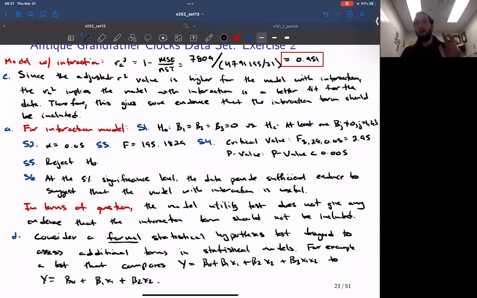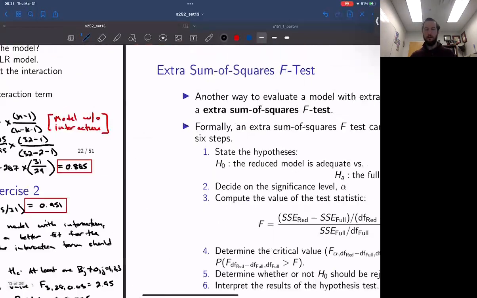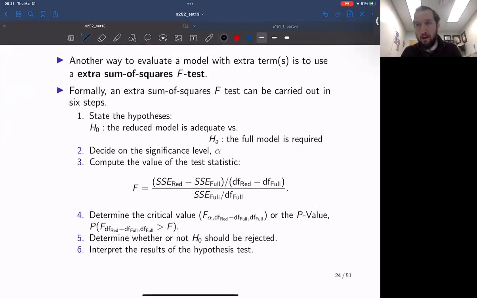So we've been considering two different models. This model with interaction terms, beta 0 plus beta 1 x1 plus beta 2 x2 plus beta 3 x1 x2, against the reduced model, which is beta 0 plus beta 1 x1 plus beta 2 x2. If there's a test that allows us to compare those models to each other directly, that's the same thing as comparing the effect of the interaction term. So what is this test called? This test is called an extra sum of squares F test.